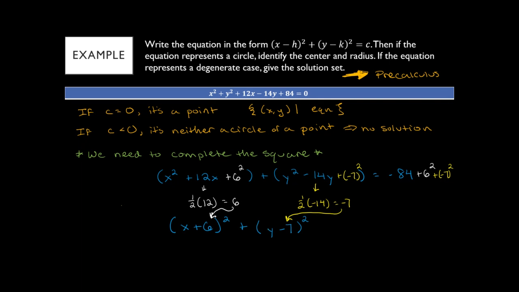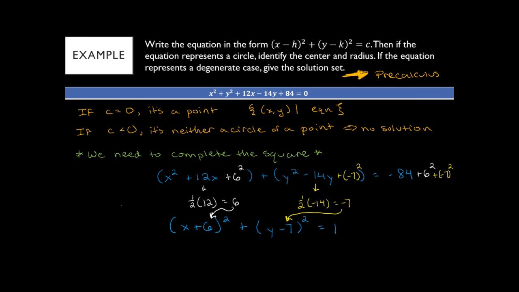So now we know the y value of the center is 7. And then we need to do negative 84 plus 6 squared plus negative 7 squared. So that's negative 84 plus 36 plus 49, and this is equal to 1. So we got 1, a positive number, so this is a circle because it's not equal to 0 and it's not less than 0. So we have a circle, so we can identify our center and our radius.